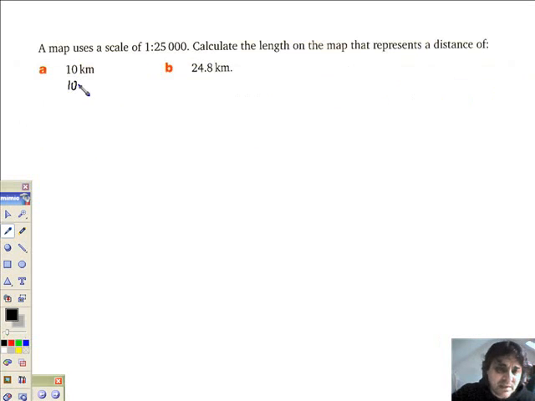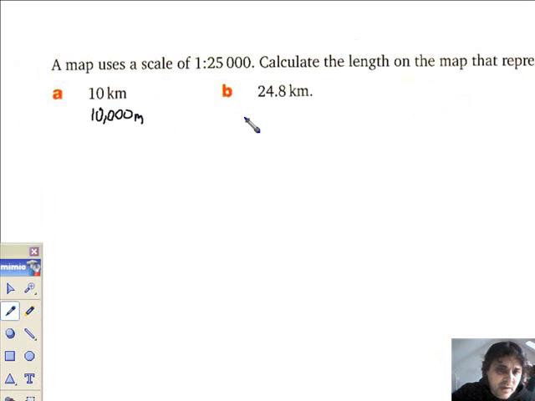In other words, let's just convert that into meters straight away, so we can begin to reduce the numbers down to more sensible units. And 24.8 kilometers, 24,800 meters. Is that right? I just multiply by 1,000 each time. So these are the real lengths. I want to then shrink them down by 25,000 times to see what length they would appear on the map.